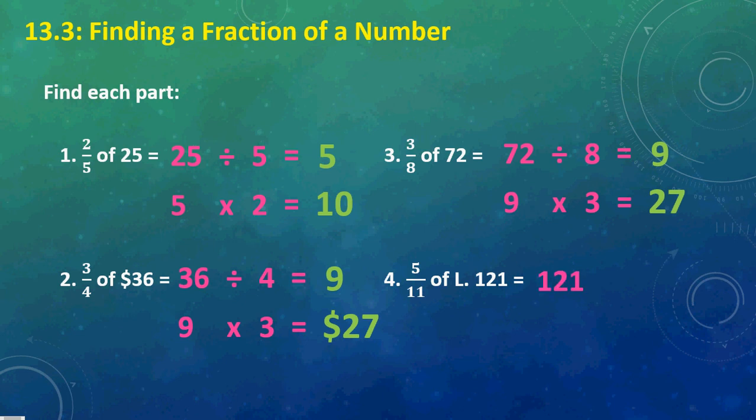5 over 11 of 121. In this case, the big number is 121, divided by my denominator. Remember, my denominator is the number in the bottom. 121 divided by 11, it's 11. Now, this 11, I'm going to put it over there, okay? This 11, and I'm going to multiply times my numerator. My numerator is the 5. 11 times 5, 55 lempiras, because we are working with lempiras. Easy, right? Good job, guys.